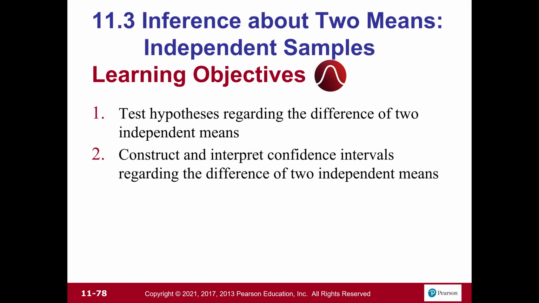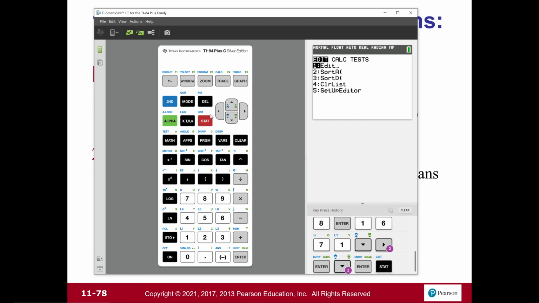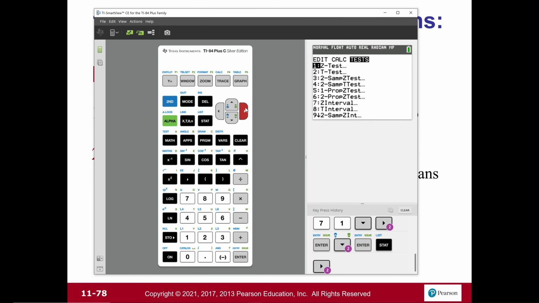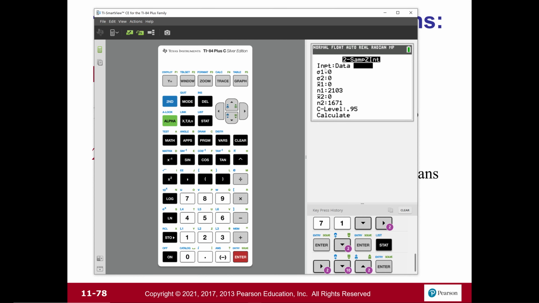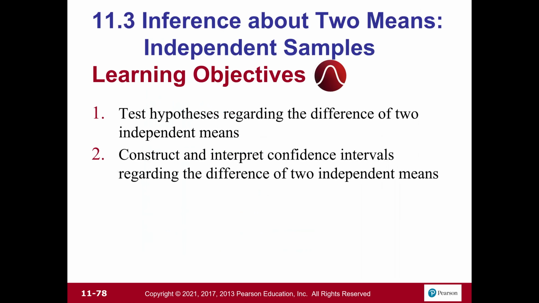And let's double check that calculator real fast and make sure that there might even be a 2 samples interval test. Yeah, that's what I thought. You can enter it in, and if you have the data, you would just tell it what list it is and the little sigmas of each one, and the calculator will do the rest.